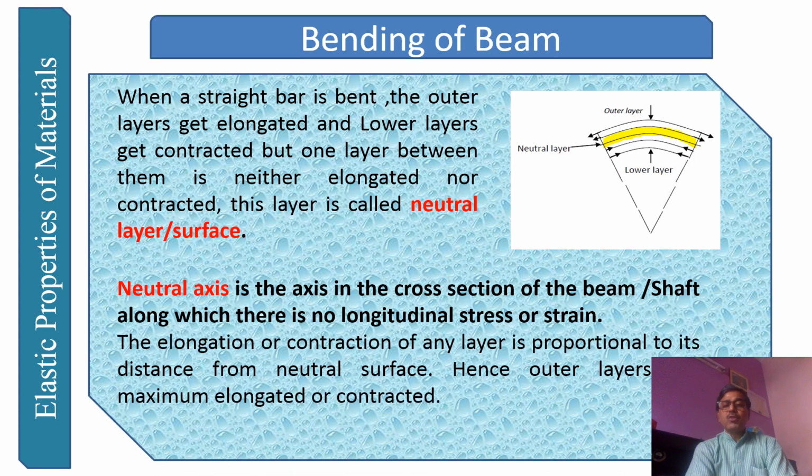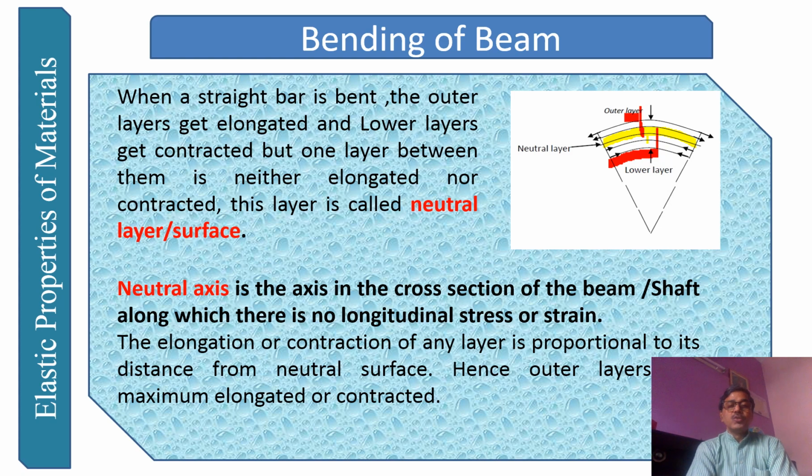The elongation or contraction of any layer is proportional to the distance. As I told you, as you are moving from the neutral axis to the upper surface, the elongation is increasing. And similarly, if you are moving down, contraction is increasing, right? So as you go up, let us suppose we go x1, x2, x3, x4, and here we have come to the x4. Here the elongation will be maximum. Similarly here the contraction will be maximum.